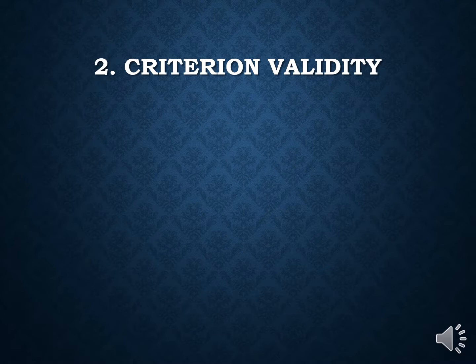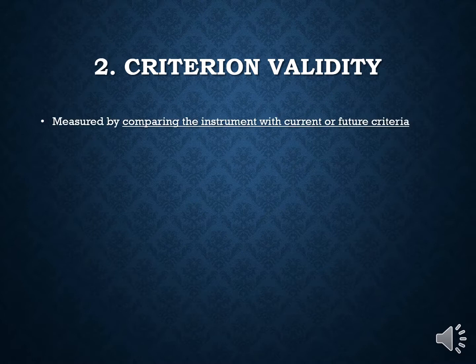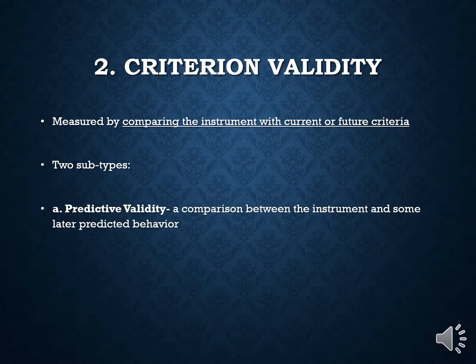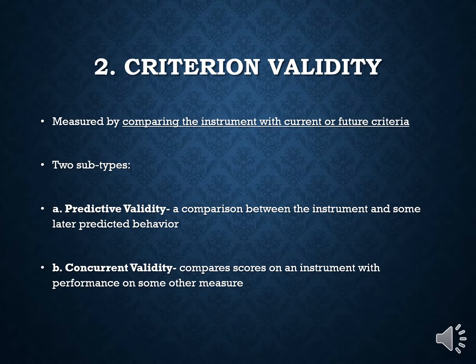Which leads us to the second area of validity, which is known as criterion validity. It is measured by comparing the instrument with current or future criteria, and there are typically two subtypes. These include A, predictive validity, which is a comparison between the instrument and some later predicted behavior, while B is concurrent validity. It compares scores on an instrument with performance on some other measure. So these two subtypes are very important when it comes to criterion validity.